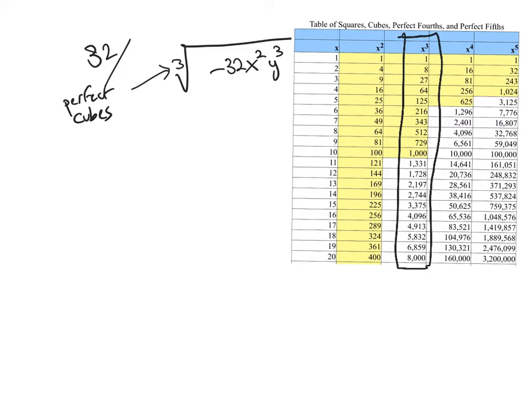So I need to ask myself, what can I divide 32 by from this list? I can't divide it by 27, but there we go. I could divide it by 8. So let me go ahead and do that.